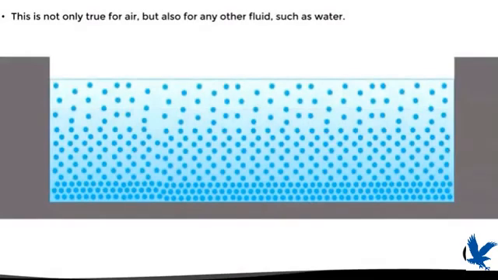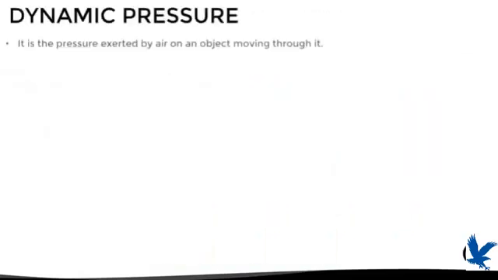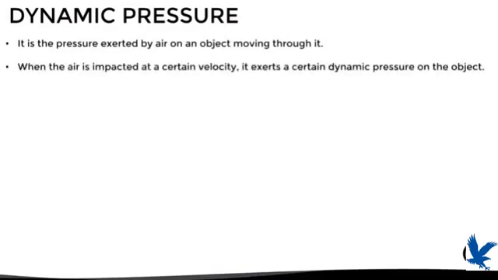Here we have an example of a swimming pool. As we can observe, the way in which the water molecules behave is quite similar to air molecules in the atmosphere. This means that a person who is swimming on the surface will experience less static pressure than one who is swimming in the depth. And we can actually feel that change in the static pressure of the water as we submerge deeper, especially in the ears. Now, since we have seen and understood the definition of static pressure, let's move on to the dynamic pressure. This is the pressure that air exerts on an object moving through it. So when an object impacts the air at a certain speed, that air exerts a certain pressure on that object, which is called dynamic pressure.